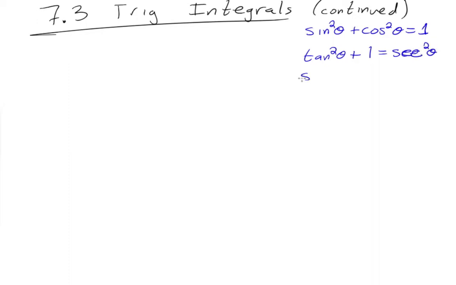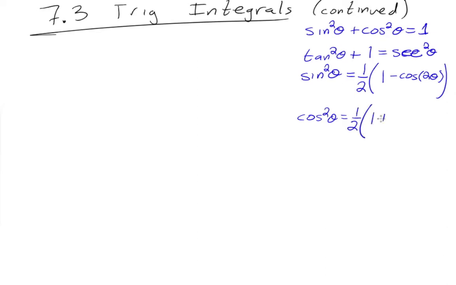And then we have the two reduction identities, right? For sine squared and cosine squared. Do you guys remember those? Sine squared is 1/2 times 1 minus cosine of 2 theta. And then cosine squared was 1/2 times 1 plus cosine of 2 theta.